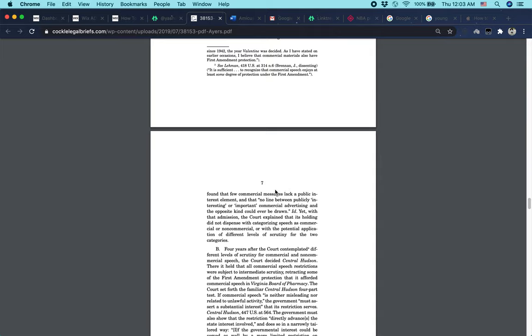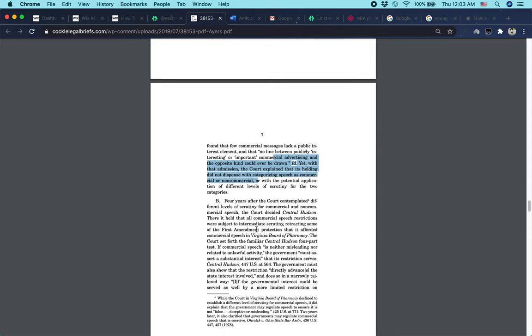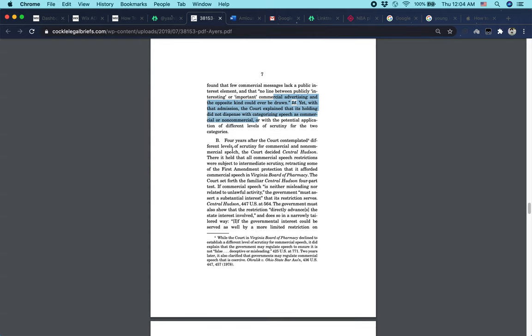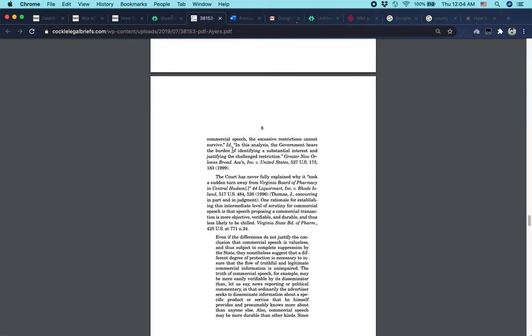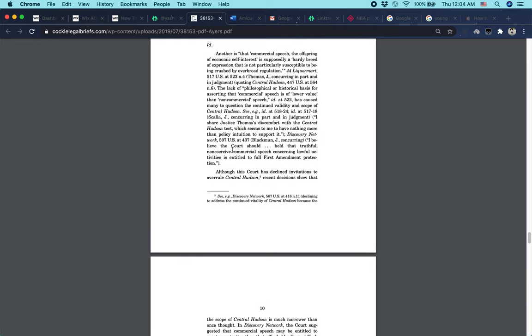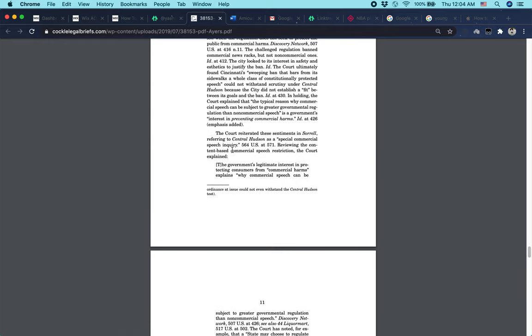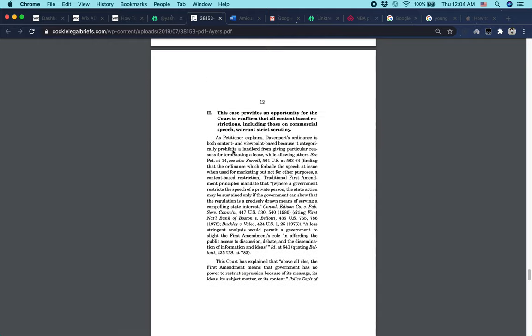As you can see here, they are trying to support their argument by saying no line between publicly interesting or important commercial advertising and the opposite kind could ever be drawn, clearly supporting their argument. Yet, with that admission, the court explains its holding did not dispense with categorizing speech as commercial and non-commercial. Again, another sort of warranting for their contention level debate. Next is the B point, a completely separate argument under the contention, which they again argue for, following the same format with multiple subpoints of the contention.